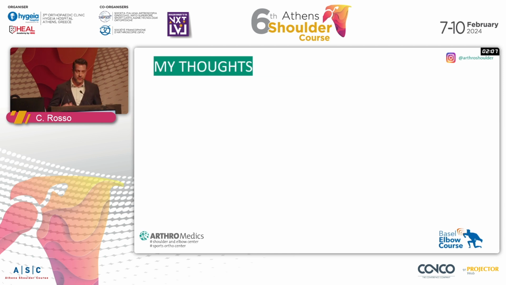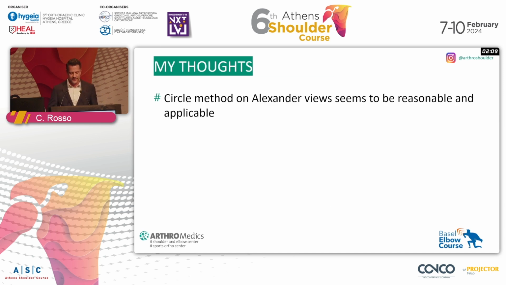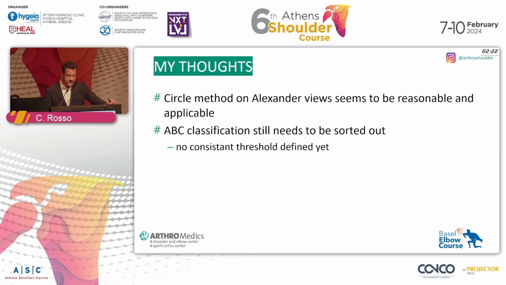So my personal thoughts about everything I talked about now. The circle method on Alexander views, I think it seems to be reasonable, and we can try it. At least I will try it now in my practice, because I think it's easily applicable, not like many other measuring systems. The ABC classification, as you can see, they still don't know what the threshold is, so we can work on this, but we need to consider this maybe in future to use it.